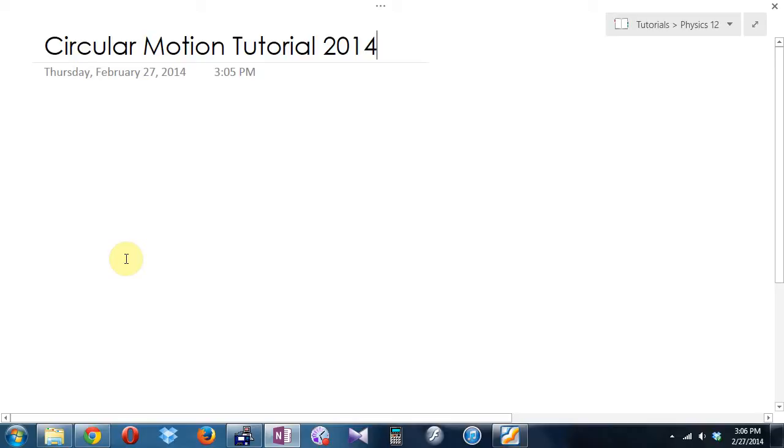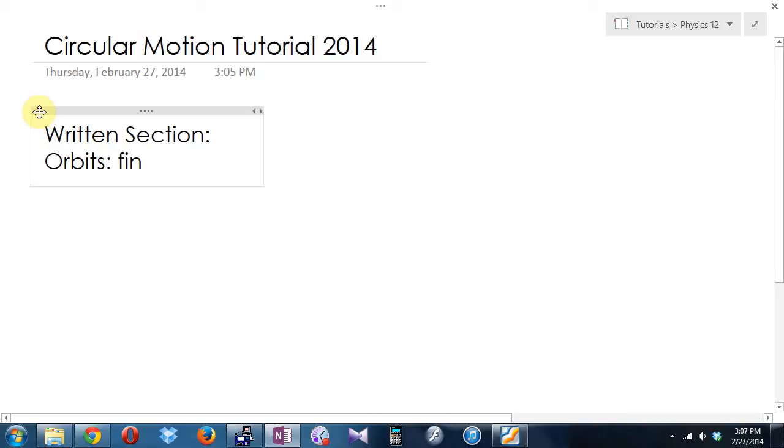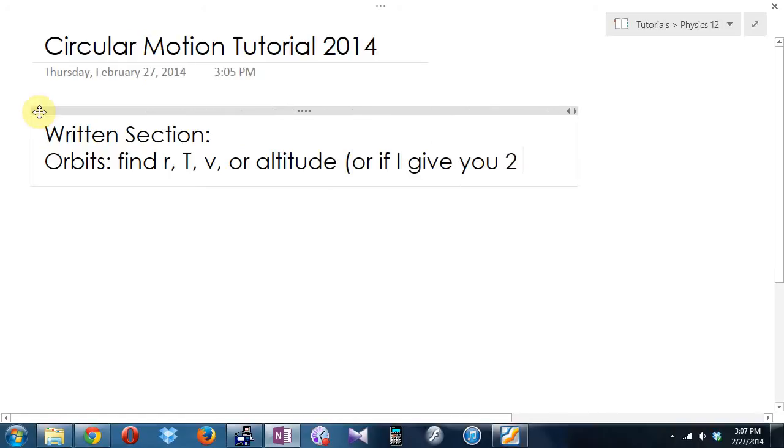So what I want to do is give you some hints about the written section, fairly blatant, and then I'll also talk about specific examples. On the written section, certainly you can expect to use orbits, and you can find R, T, V, or altitude. Or if I give you two of these, find big M, for what it's worth.